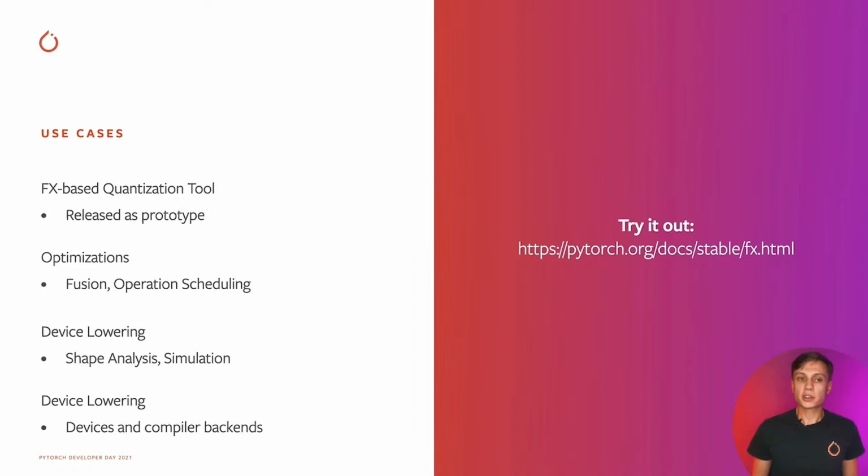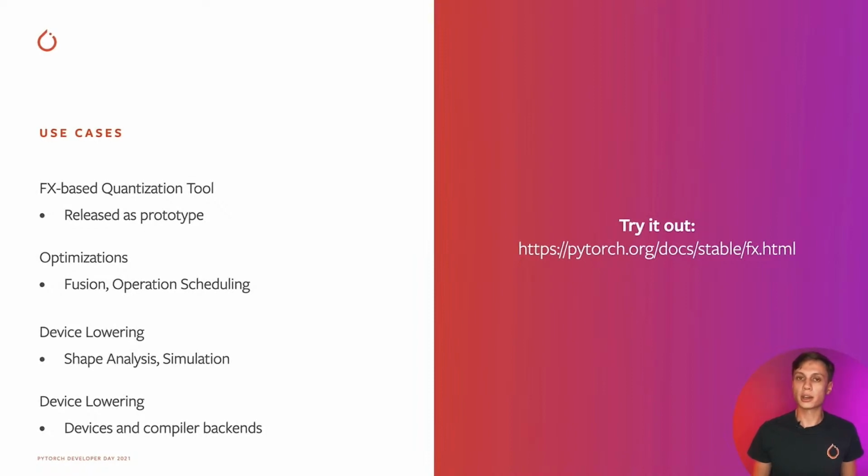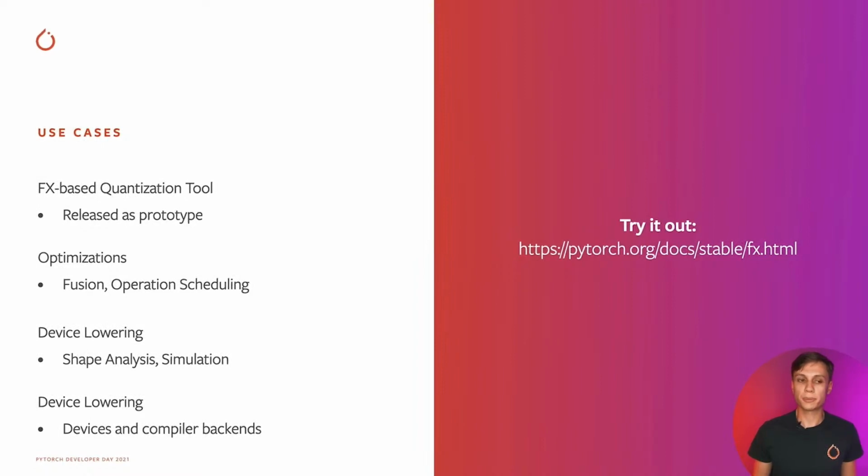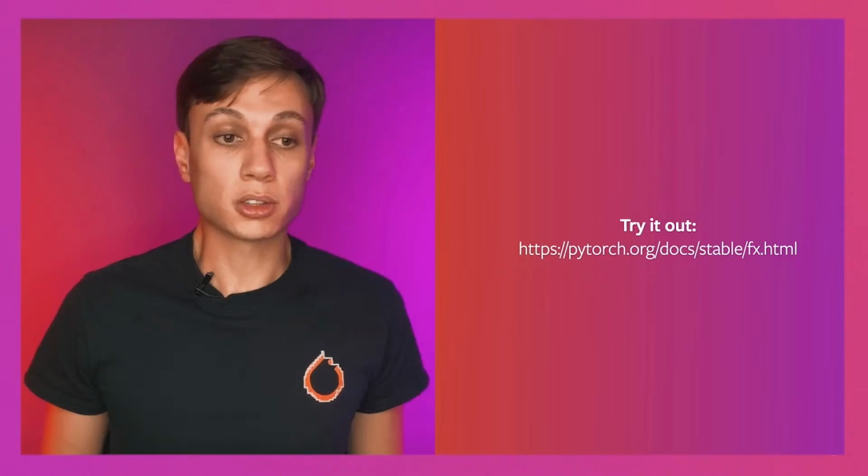Third, torch.fx has been used for various analyses. These include analyses like shape propagation or inference, or model simulation to determine the performance characteristics of a model without using actual hardware. Finally, torch.fx is being used for device lowering to optimize model execution on various hardware devices and in optimizing compiler backends. What will the next use case on this list be?